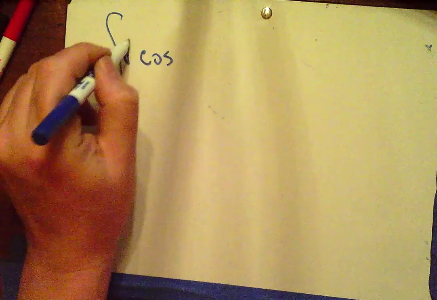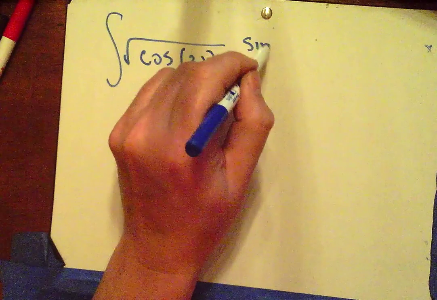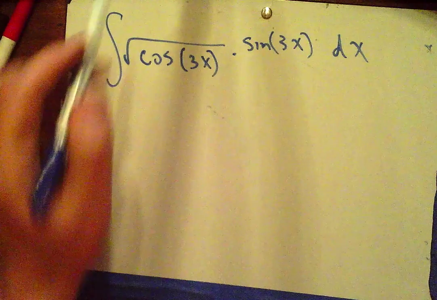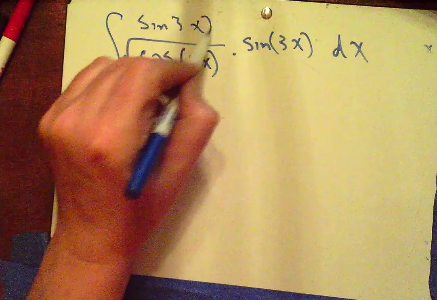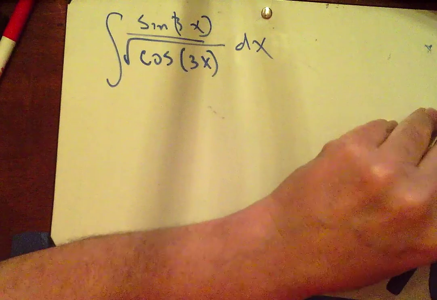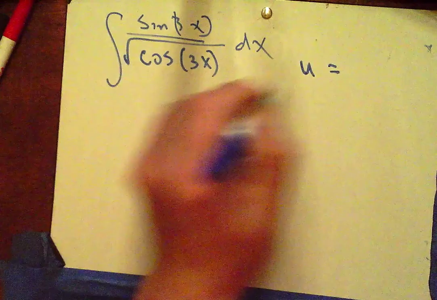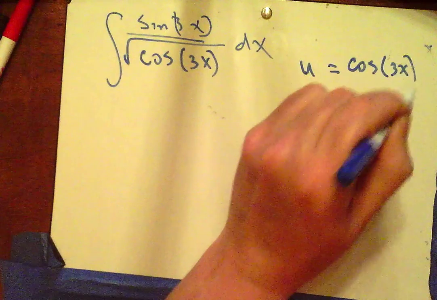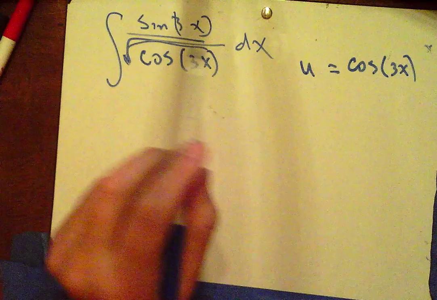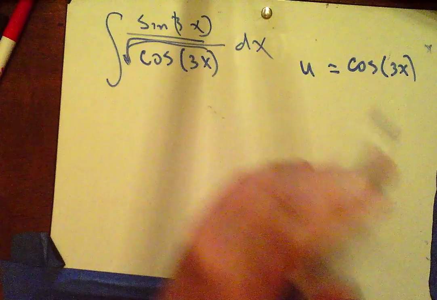Hey, what if I see this one? Cosine, oops, sorry, that's all under a radical, 3x times sine 3x dx. I guess we could write it this way, sine 3x dx. Okay, so I guess I want to start with u equals cosine 3x. All the stuff here not only inside another function, but also in a denominator. I mean, it's screaming for me to make it the u.